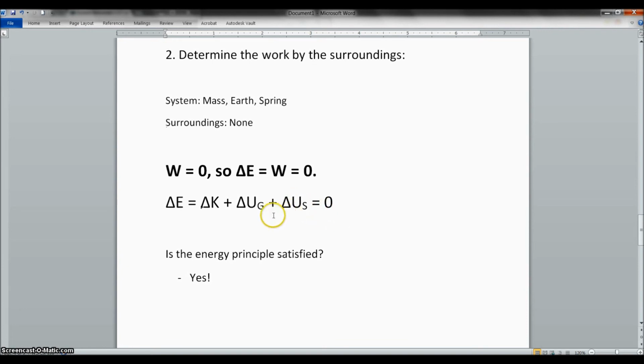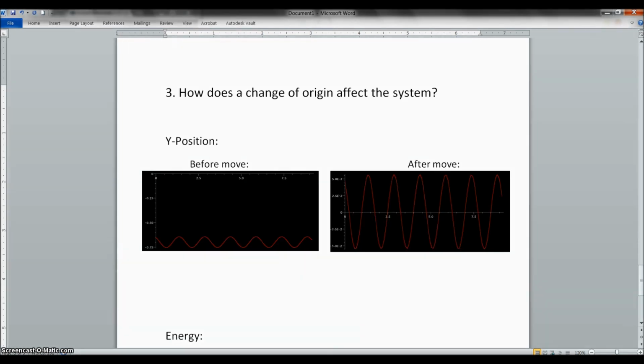And the second question is, is the energy principle satisfied? And the answer is yes. Since we know that the work from the surroundings is 0, we know that the change in energy of the system is also 0. So the third question is, how does the change of origin affect the system?